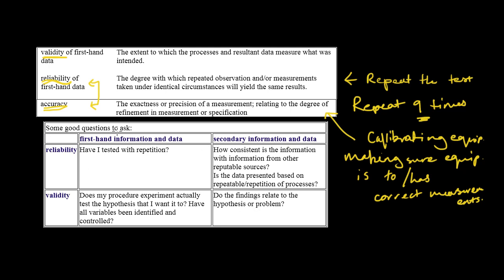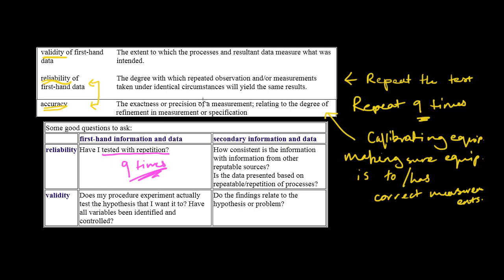So, moving on, I'm just going to do a quick thing about this. What are some questions that you can ask yourself regarding reliability and validity? So, have I tested with repetition? As I said, repeat 9 times. Now, for most tests, if you write repeat several times, they'll accept that. But for me, writing repeat 9 times would make it a lot easier so the person actually knows what you're talking about. But either way, whatever you actually write should be okay, as long as you repeat it several times.